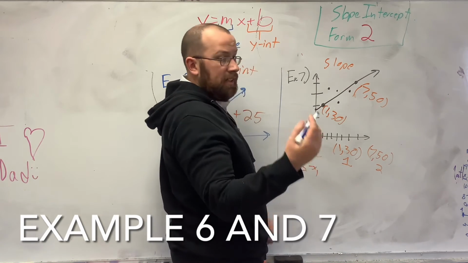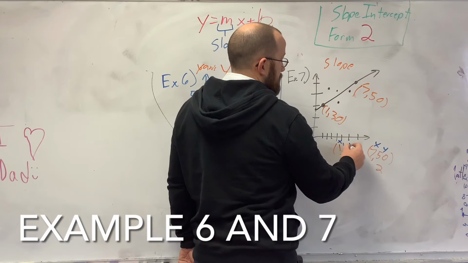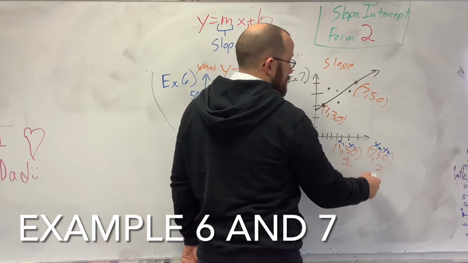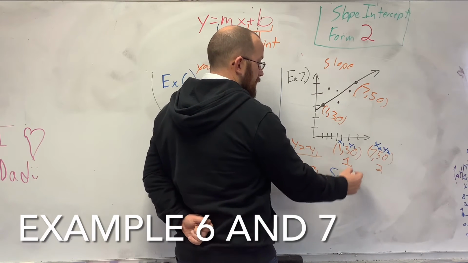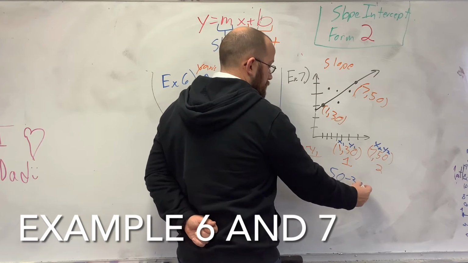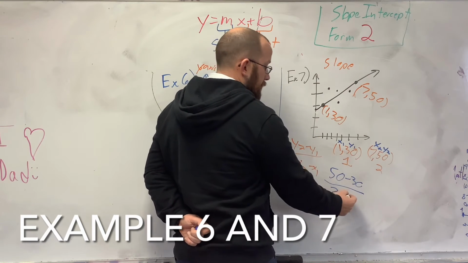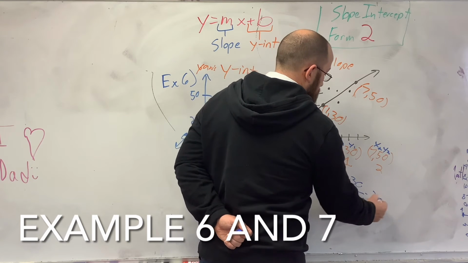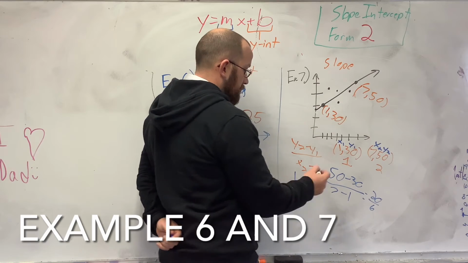If you haven't seen this technique, just watch the slope video. You can do it however you want. This is how I do it. So now I just plug everything in. So 50 minus 30 over 7 minus 1. So I get 20 over 6, which simplifies down to 10/3.